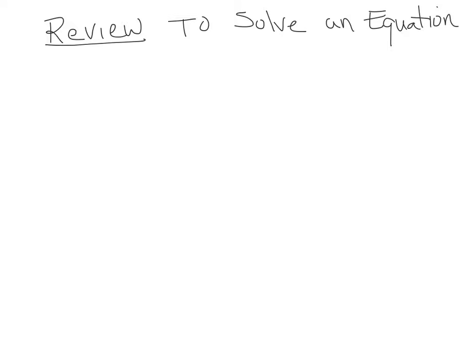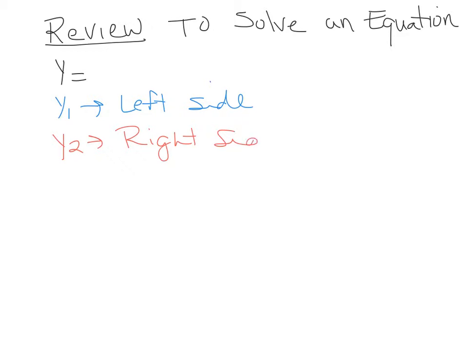So I'd like to summarize or review the steps to solve an equation. So first of all, to solve an equation, you're going to have to graph everything. In your calculator, you're going to have to go to y equals, and you are going to put in y1 the left side of the equation. In y2, you're going to put in the right side of the equation. Then you're going to hit the graph button.